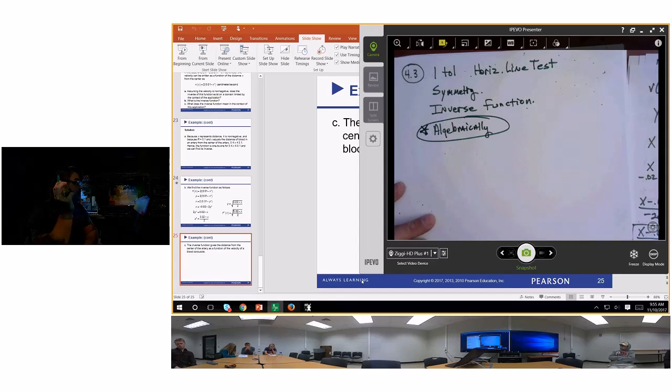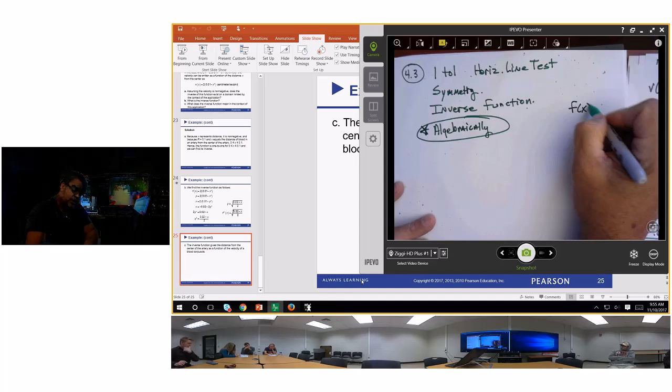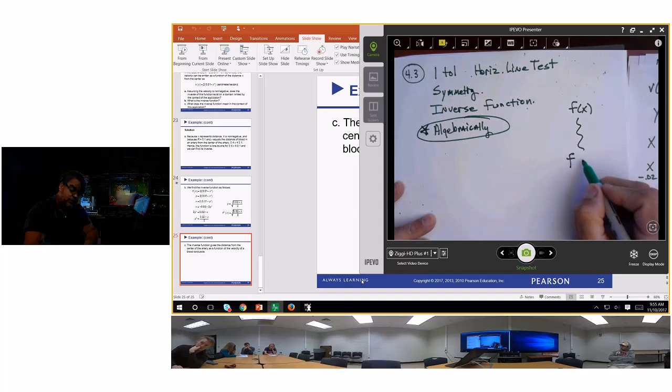My boss is fixing to come in. She may not come in, but if she does, don't act like hoodlums, because we got a meeting after this class. So make sure you can go from an f of x function to an inverse function without any trouble.